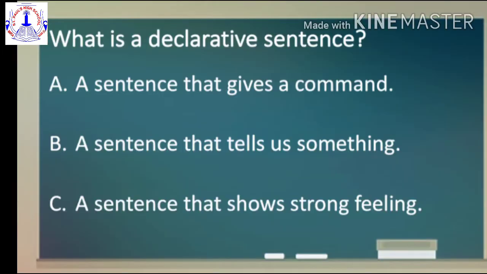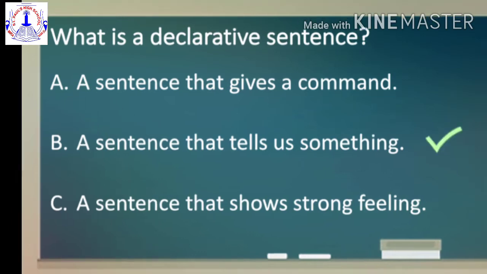First, what is a declarative sentence? The options are A. A sentence that gives a command. B. A sentence that tells us something. And C. A sentence that shows strong feeling. Right. The answer is option B. A sentence that tells us something.